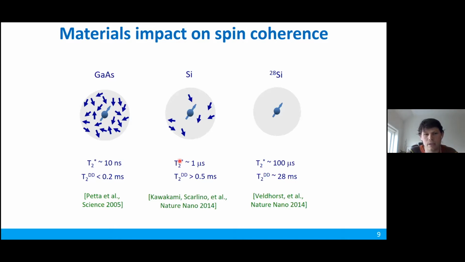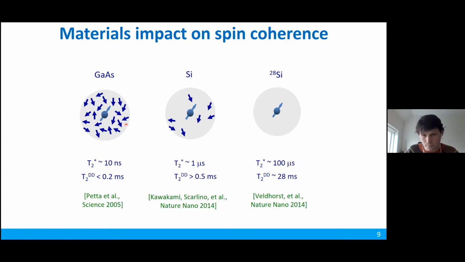So this boosted the interest to go into other material platforms, especially silicon, where there are way fewer nuclear spins around. This allowed longer coherence times of about 1 microsecond. Again, with decoupling sequences it could be further boosted to even half a millisecond. But silicon can also be further purified: it is isotopically purified to only keep silicon-28, at very high purity. Then the coherence times can even be pushed further up to 100 microseconds.